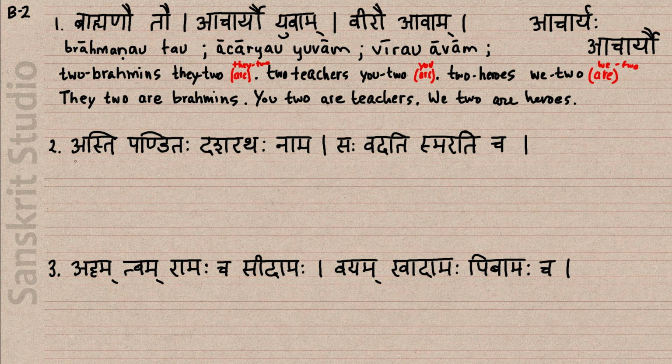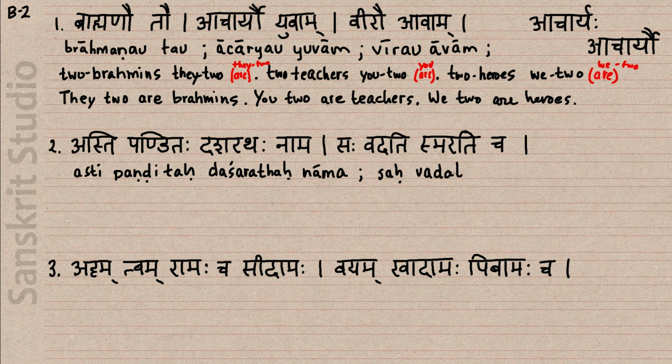Okay, so let's move on to number 2. Asti panditaha, with a retroflex N and a retroflex D. Panditaha Dasharathaha. Dasharathaha nama, long A, and then saha vadati smarati. Cha.